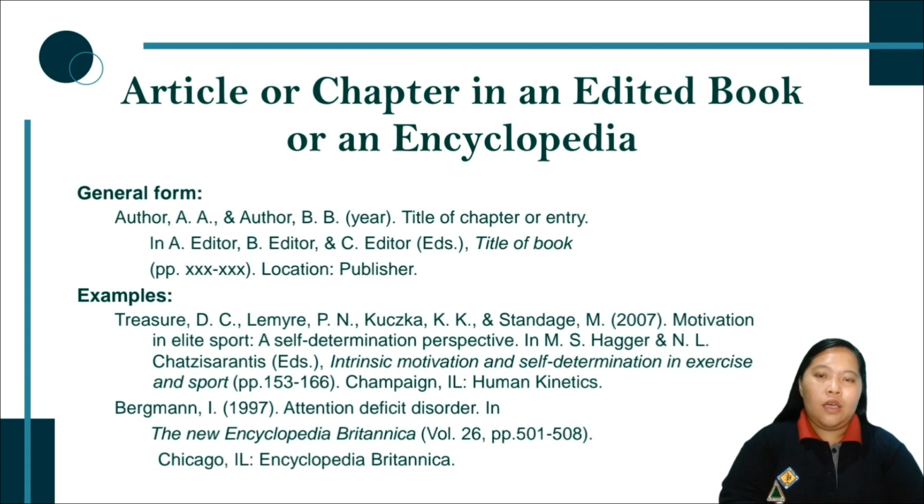The next one is when your idea is coming from an article or a chapter in an edited book or an encyclopedia. This is the general form on how you are going to cite your references: the author, the year, and the title of the chapter, and then you include the name of the editors, then enclose the Eds. if there are 2 or more editors. Ed. stands for editor, followed by the title of the book. Then you enclose the pages of that chapter, followed by the location and the publisher. The following are the examples on how you cite a chapter in an edited book.